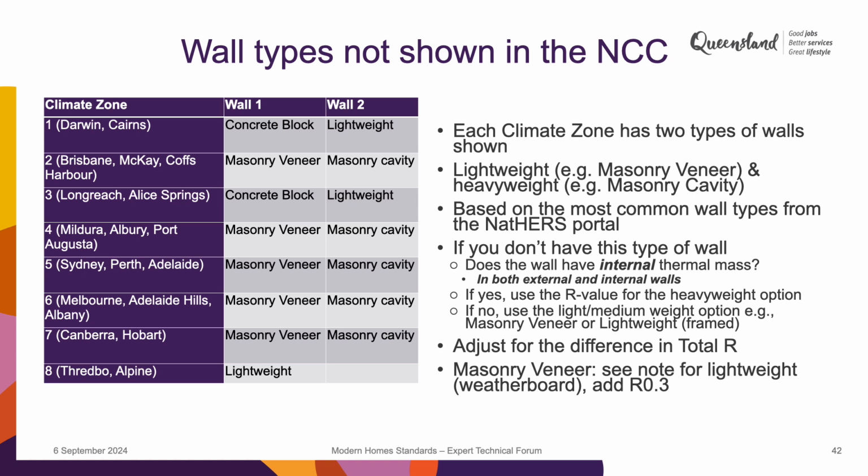If you've got a timber house, a lightweight construction, where no internal walls have thermal mass, then you use the R values from the wall types that has no thermal mass. So it wasn't meant to be, oh, you can only have masonry veneer and masonry cavity in Mildura. It was meant to be, you've got 2 classes of walls, one where the external wall and all the internal walls have thermal mass, and another where they don't.